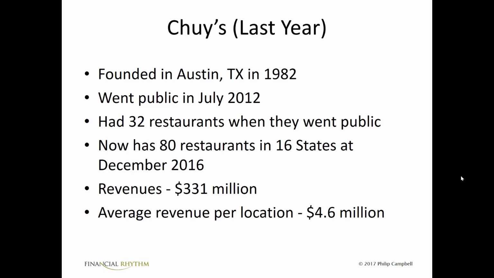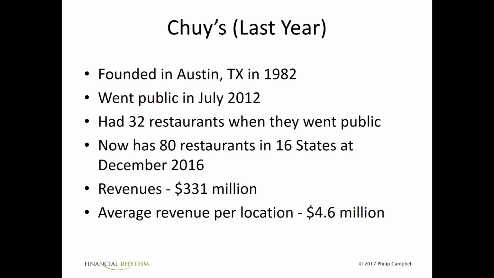So Chuy's was born in Austin, Texas, right here where I am, in 1982. Went public in July of 2012. At the time they went public, they had 32 restaurants. Now they have 80 restaurants in 16 states. That was as of December of 2016. Revenues of $331 million, well on their way to $400 million, because they've been opening about 12 to 14 new restaurants every year. The average revenue per location is about $4.6 million.